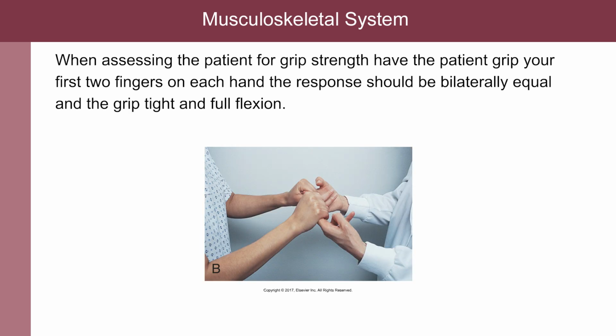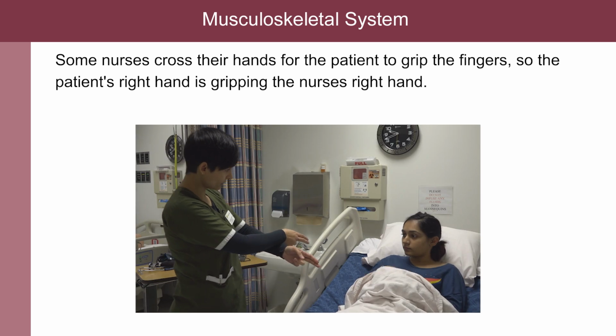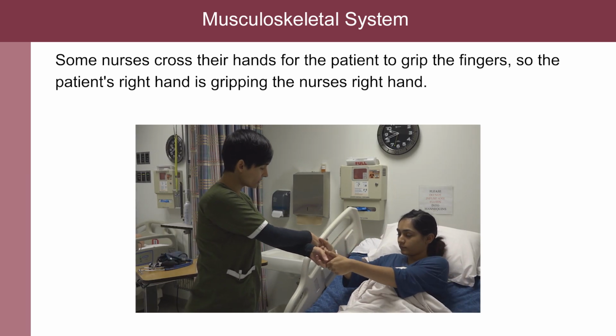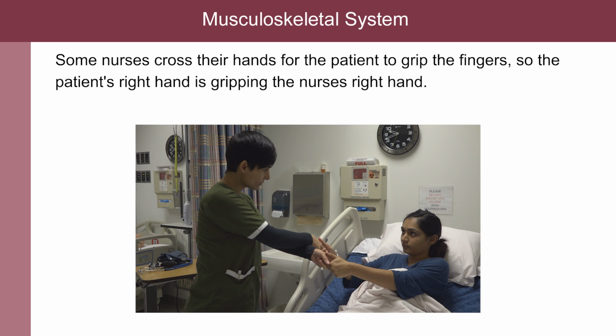When assessing the patient for grip strength in upper extremities, you can have the patient grip your first 2 fingers on each hand. The response should be bilaterally equal and the grip tight and full flexion. Some nurses cross their hands for the patient to grip the fingers. So the patient's right hand is gripping the nurse's right hand. This method or maneuver helps the nurse remember on which side the patient may have any deficits or problems.